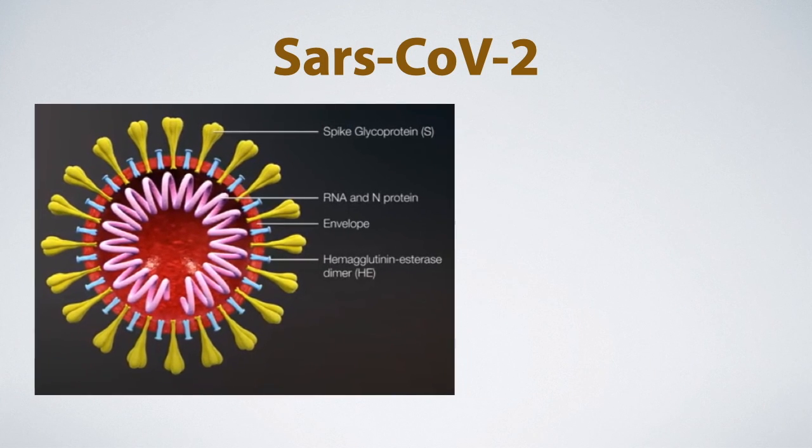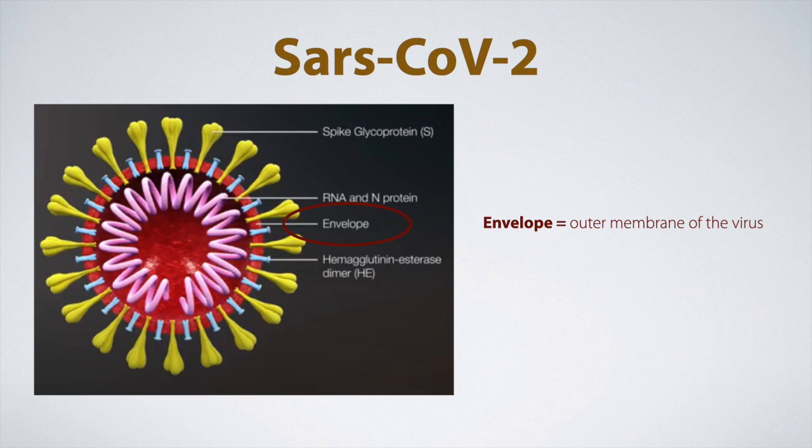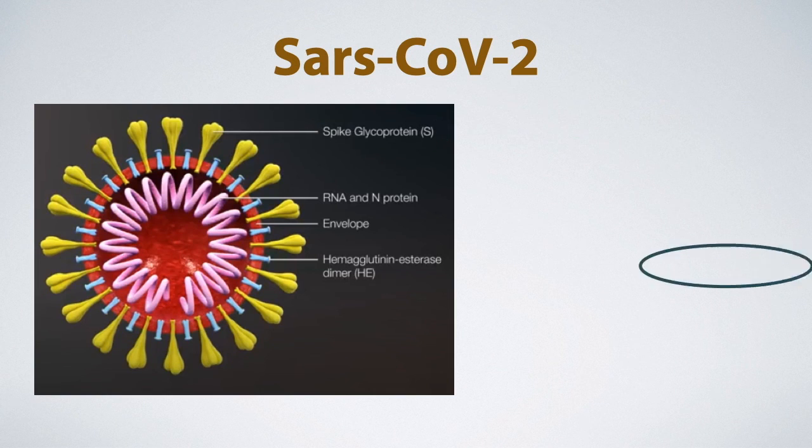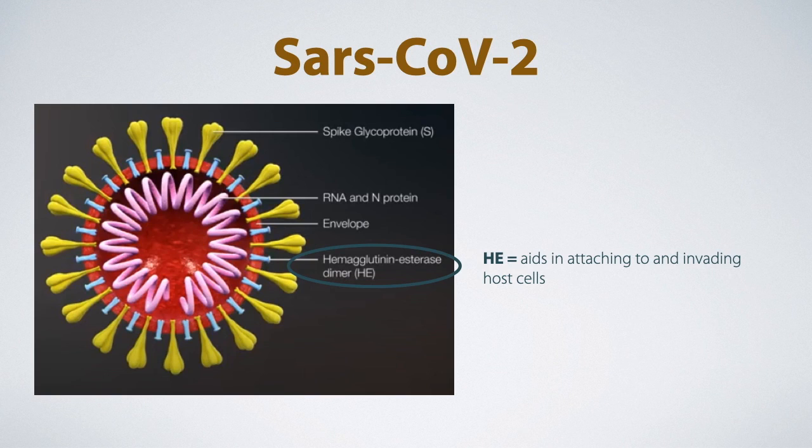Surrounding the virus is the envelope. Its job is to keep the stuff inside separate from the outside world. The spike protein is anchored into this membrane and is directly responsible for virus entry into the host cell, and thus is a critical piece during viral infection. The hemagglutinin esterase dimer is the spike protein's partner in crime and aids in attaching to and invading host cells.